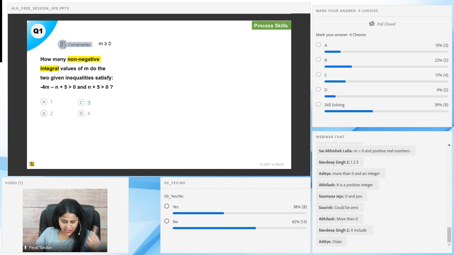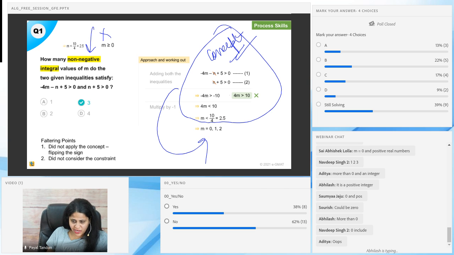Abhishek, you're also not right here. Aditya, you're correct here. Abhilash, again, not more than zero. It has to include zero as well. Sorish, you're correct here. So, got it? That's the learning. Now, solving these two linear inequalities is your conceptual application. When you solve it, you have to apply all the concepts: linear inequalities in two variables, and also the concept of flipping the sign. What you see in the approach and working out section is all your concept application.